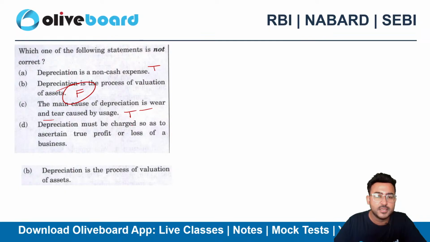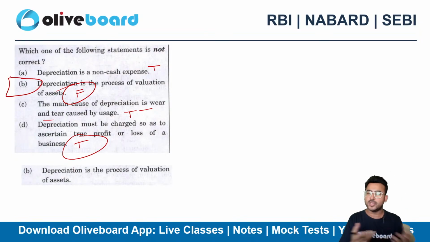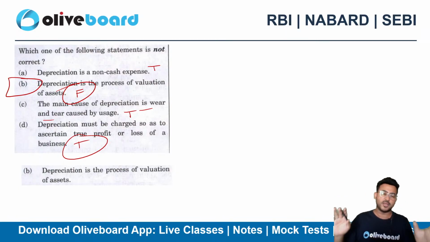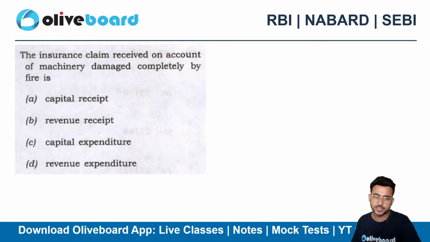Depreciation must be charged so as to ascertain the true profit and loss of a business. Obviously this is also true. So option B here is incorrect. This is not at all a valuation of asset method. Asset के valuation method होते हैं cost method और revaluation method. Okay, depreciation is a expense, non-cash expense. This is not a method of valuation.